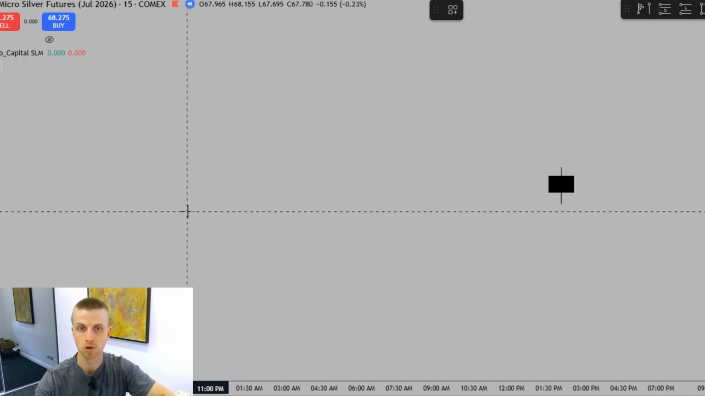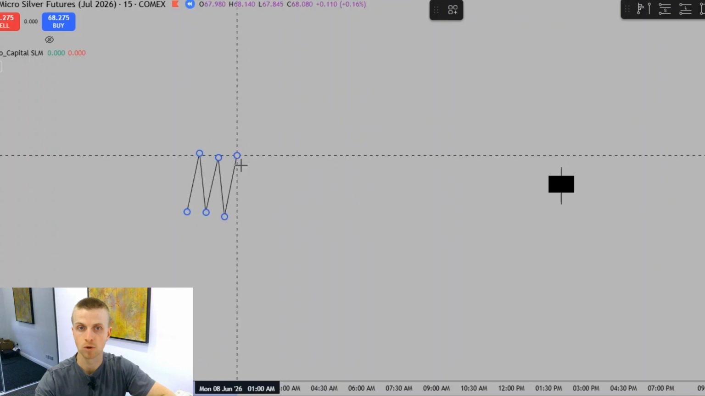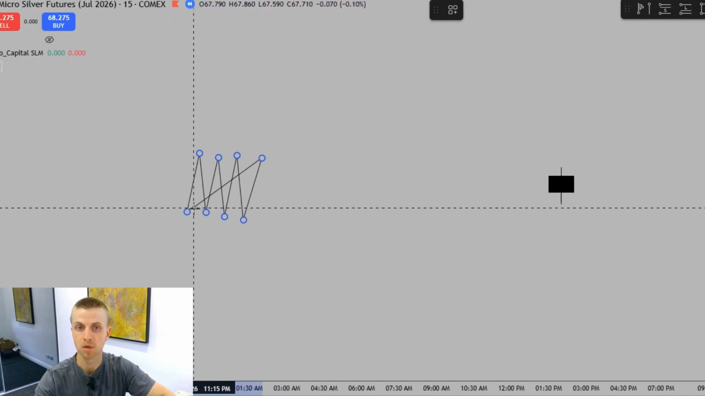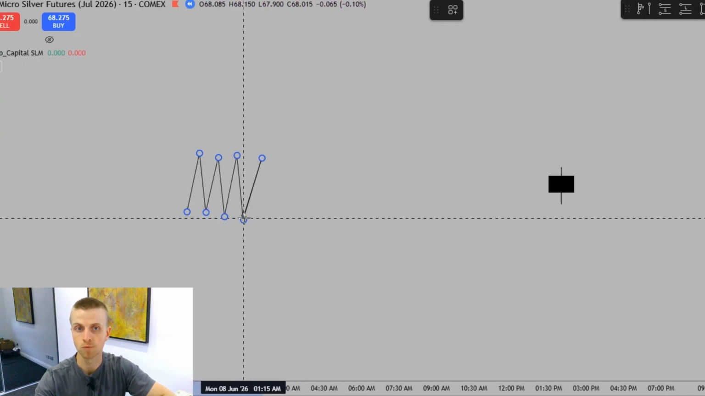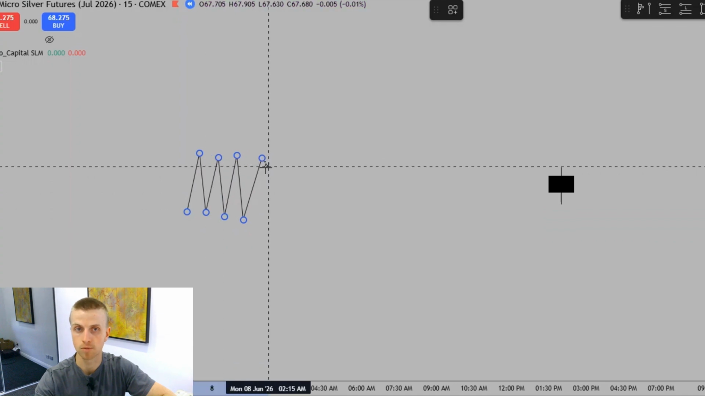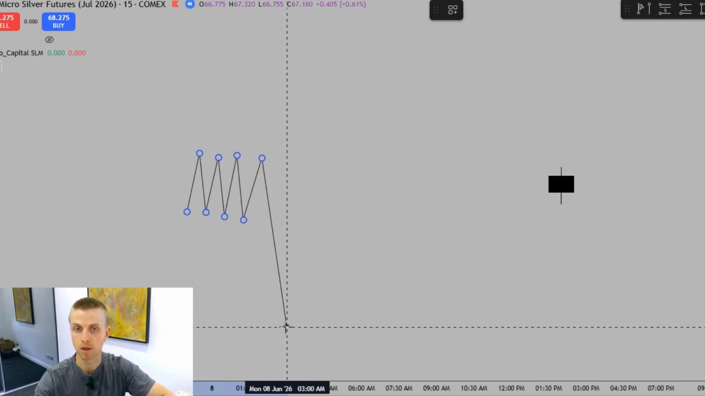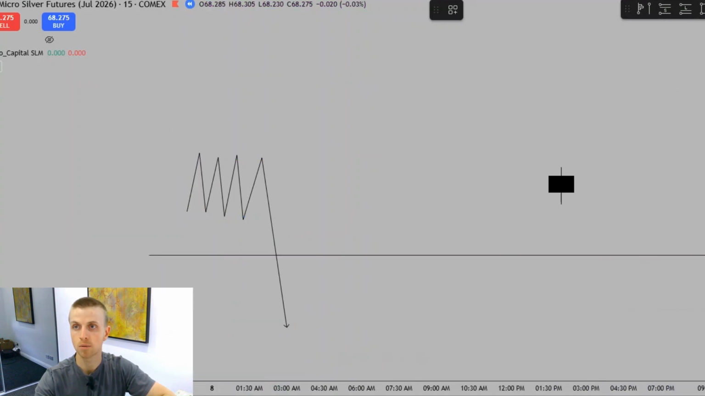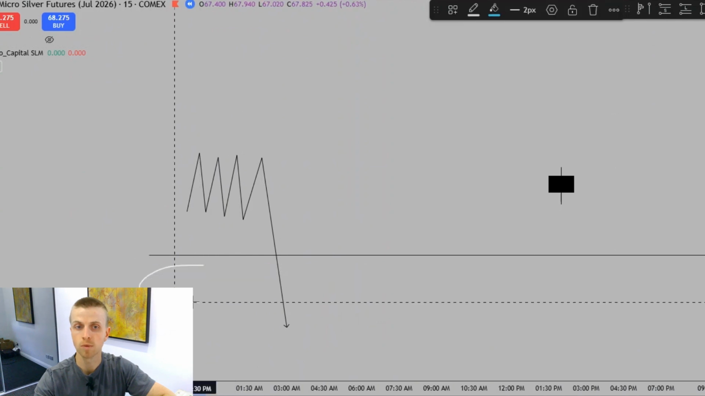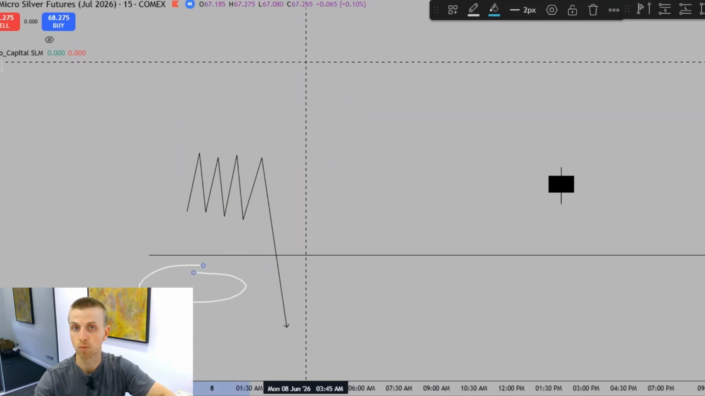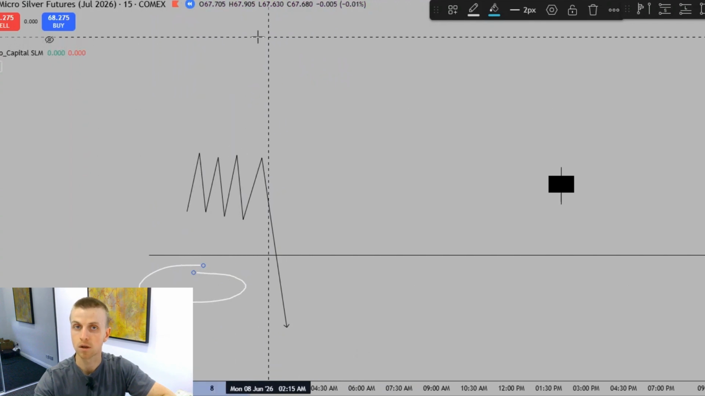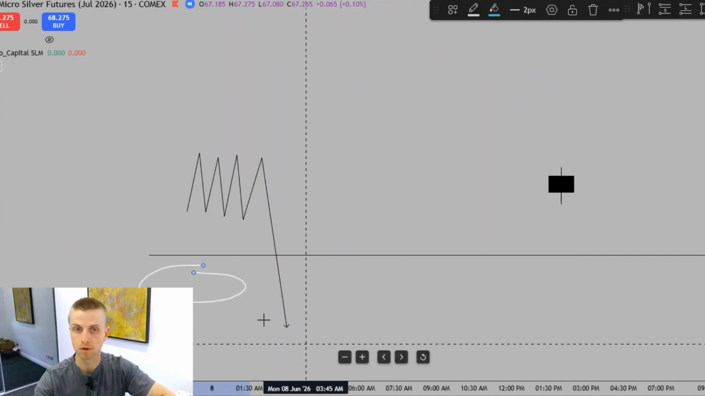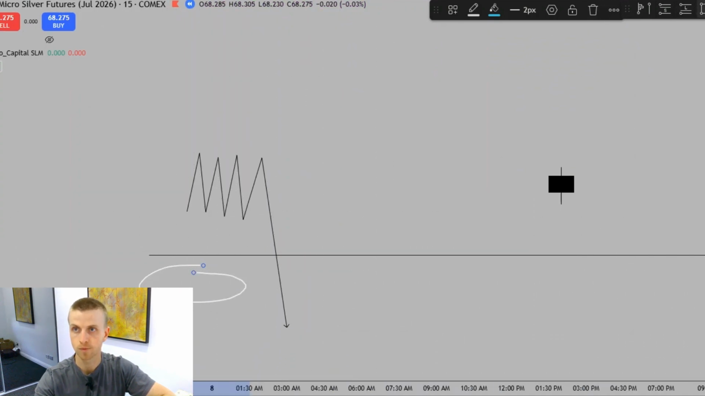It starts with accumulation, which is just a range with equal highs and equal lows. What we need to see is price manipulate below the accumulation low or above the accumulation high. In this example, it'll manipulate below the accumulation low. We want to see price come and manipulate below a session low. Or if it was in the opposite direction, we'd want to see it manipulate above a session high. But in this example, we've manipulated below a session low.